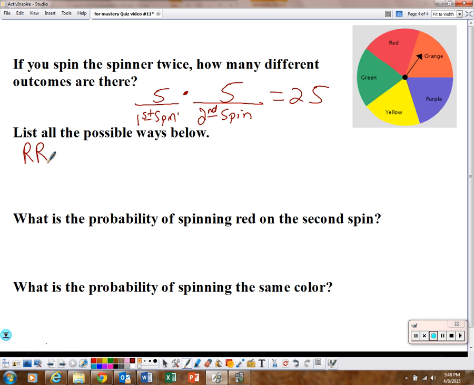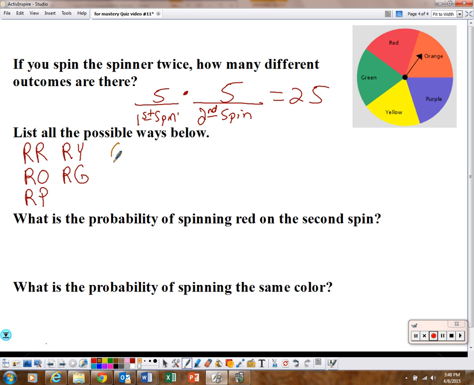So red, red, red, orange, red, purple, red, yellow, red, green. Okay, so that's when the first spin is red. Now I'm going to go do the orange. Okay, let me color code this if I can.